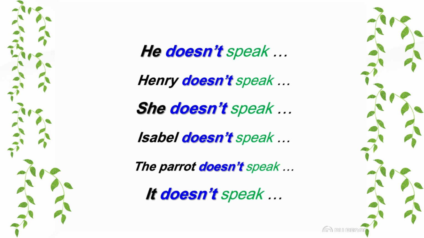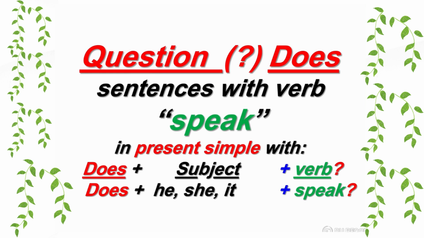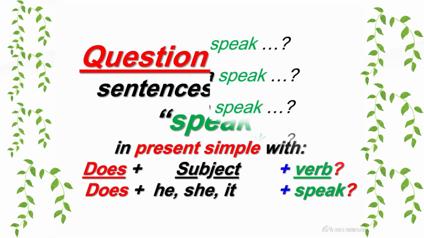Let's go to the question form. In the question form, with he, she, it, we ask with the word does. Does he speak? If you write does he speaks, it's not correct. So in the negative form and in the question form, the verb doesn't take an s. So does he speak? Does she speak? Does it speak? So the verb takes an s only in the positive form. You should remember this.